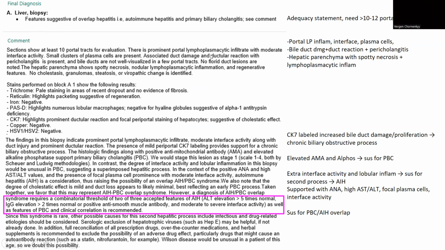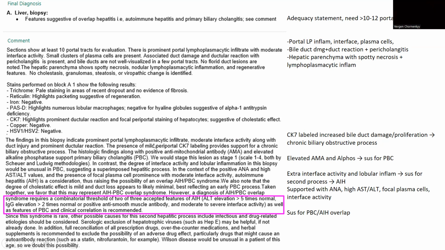And then we listed the features here. There was also some immunos and stuff that was done. And then this attending was super nice because she was helping the clinicians with this case. It's such a rare case. She was saying, listen, in this overlap syndrome, you need 2 of the 3 features: ALT elevation greater than 5 times normal, which I think we were close, IgG elevation ×2 and a positive antibody, and moderate to severe activity.